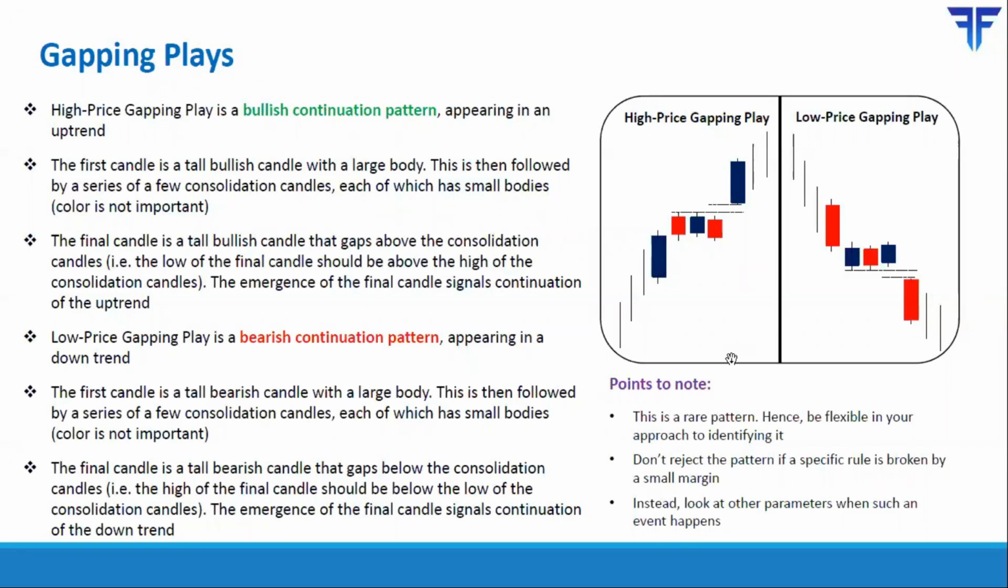Again, just like the upside gap Tsuki and the downside gap Tsuki, the high price and the low price gapping plays are relatively rare patterns because of the gaps. Hence, you need to be very flexible in your approach when it comes to identifying these patterns. Even if a particular rule is broken by a small margin, you can accept these patterns, especially if other indications such as volume, or say technical indicators, moving averages are telling you that the selling pressure will continue. So you have to look at other parameters as well.